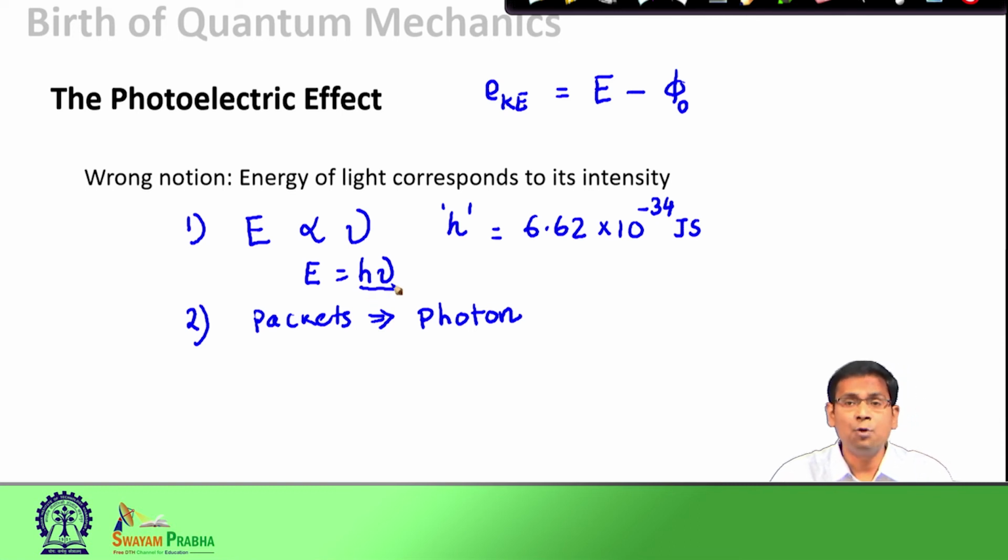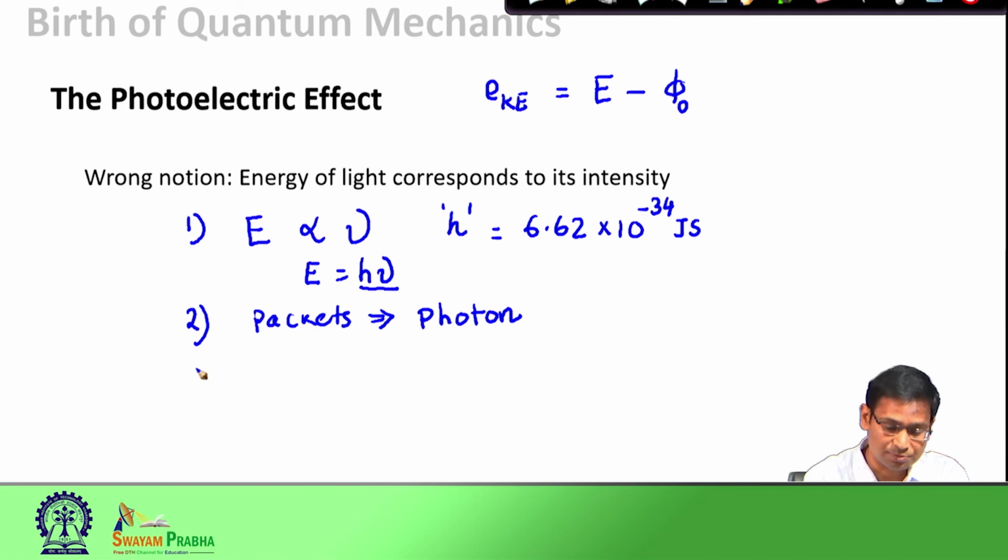One packet of energy corresponds to the value of h nu, where nu is the frequency of that light. When you change the wavelength of the light or the frequency of the light, the energy of that packet, of that photon, changes.